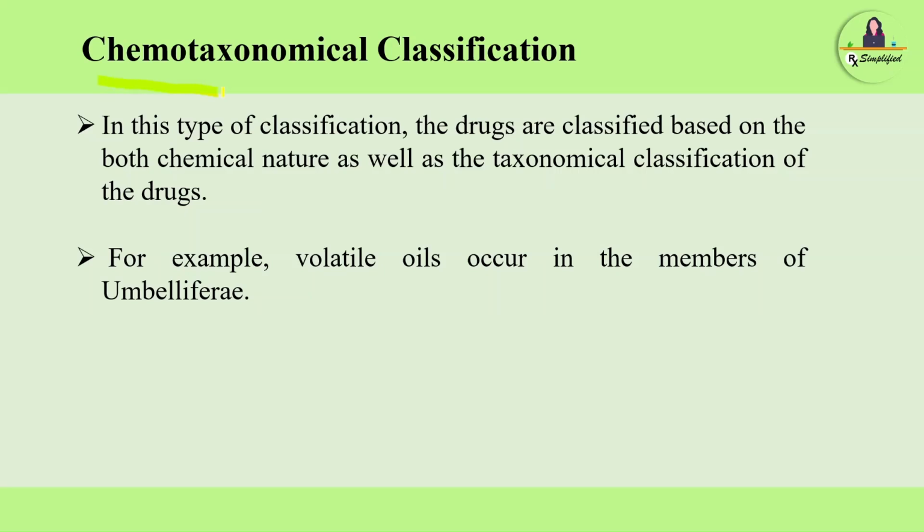Last is chemotaxonomical classification. In this type of classification, the drugs are classified based on both the chemical nature as well as the taxonomical classification of the drugs. For example, volatile oils occur in the members of the Umbelliferae. It's all for classification of the drugs.